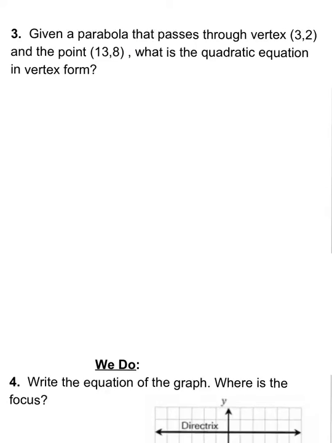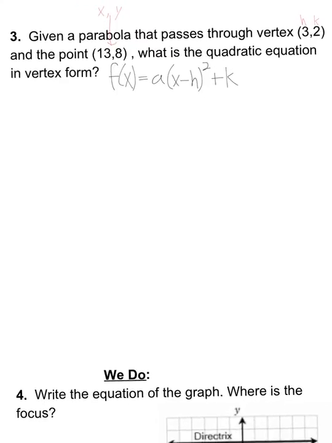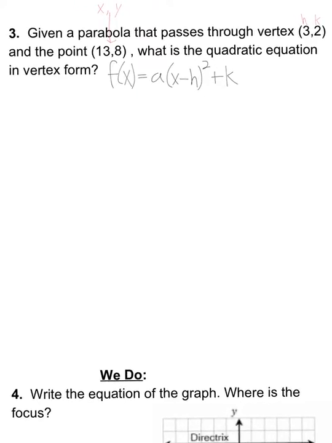Number 3, given a parabola that passes through the vertex (3, 2) and the point (13, 8), what's a quadratic equation in vertex form? So this is just like number 2, except a little bit more specific. We need to have our equation in vertex form, and we need to plug in our vertex and then our point for x and y. So I wrote down the formula again, and then I have x and y labeled for 13 and 8, and then h and k labeled for 3 and 2 because that's the vertex. So plug everything in to your formula and solve for the a.